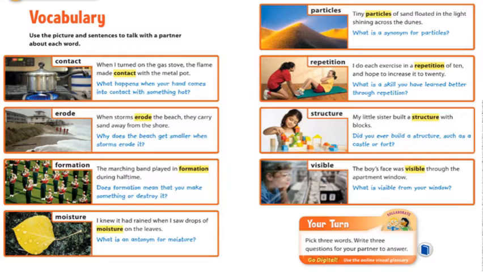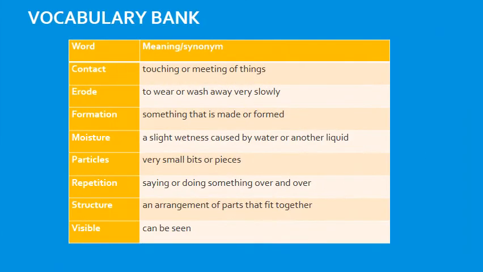Okay, so let's go to the vocabulary bank. What do we have in the vocabulary bank? This vocabulary bank is also found in the vocabulary worksheet that will be also uploaded on the application with some exercises. Contact, what do we mean by contact? Again, touching or meeting of things. So you see, when we say contact, we mean two things that touched or met.